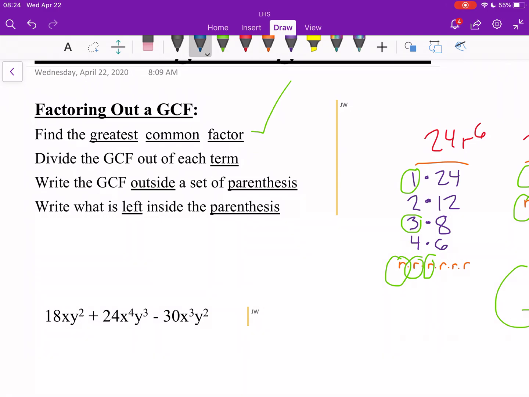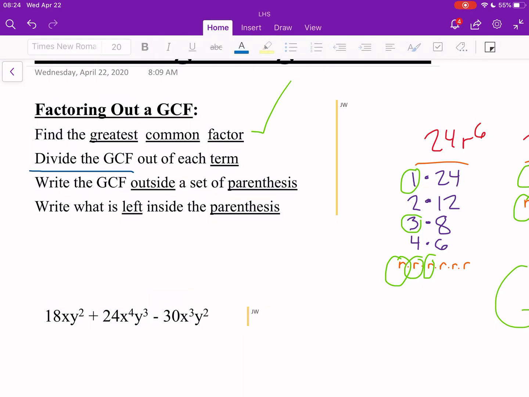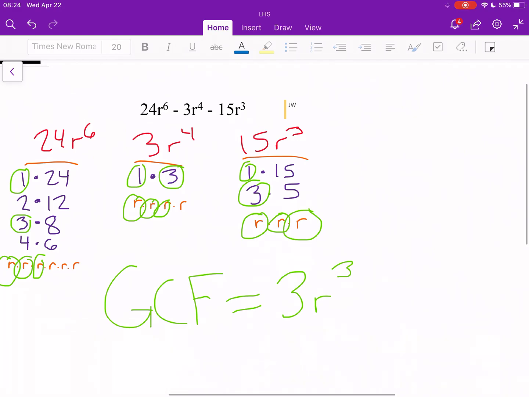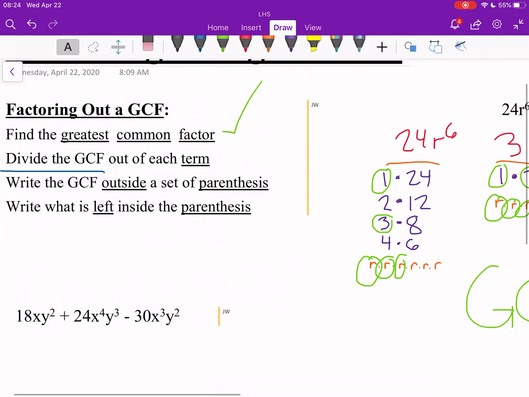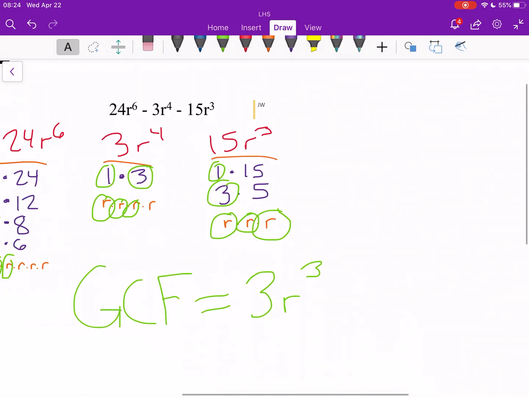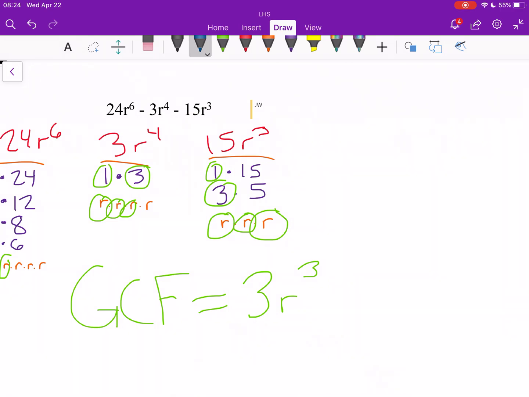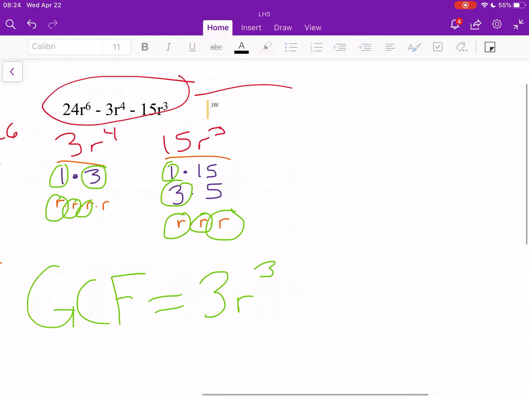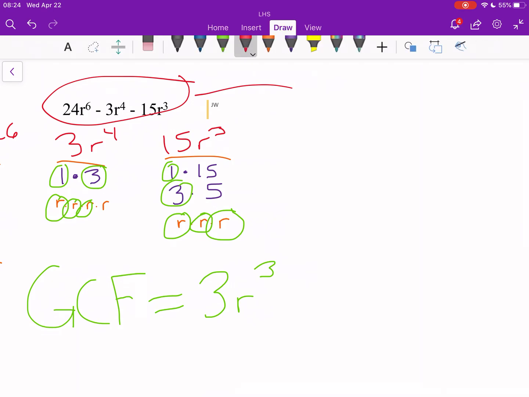Now we need to do step 2, which is to divide that greatest common factor out of each term, okay? So we found the greatest common factor of 3r to the third. Now I'm going to take my original 3 terms that we wrote all the way up here, and I'm going to do some division here to see what's left when I take the greatest common factor out of each piece, okay? So I'm going to rewrite them right here.